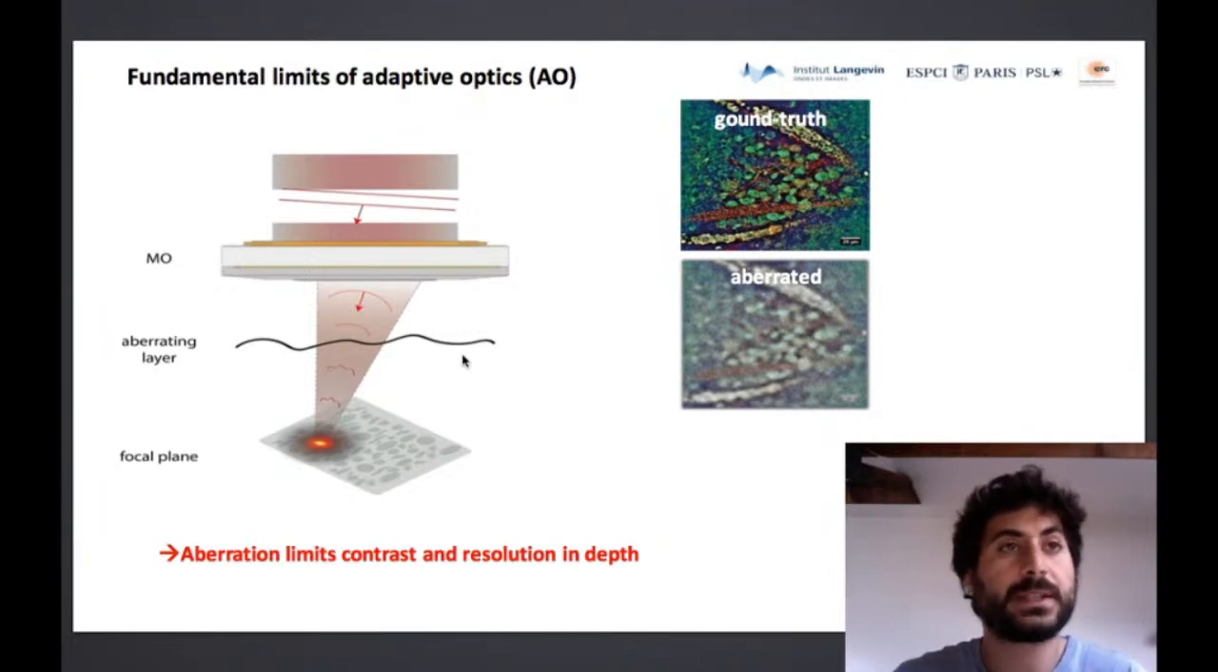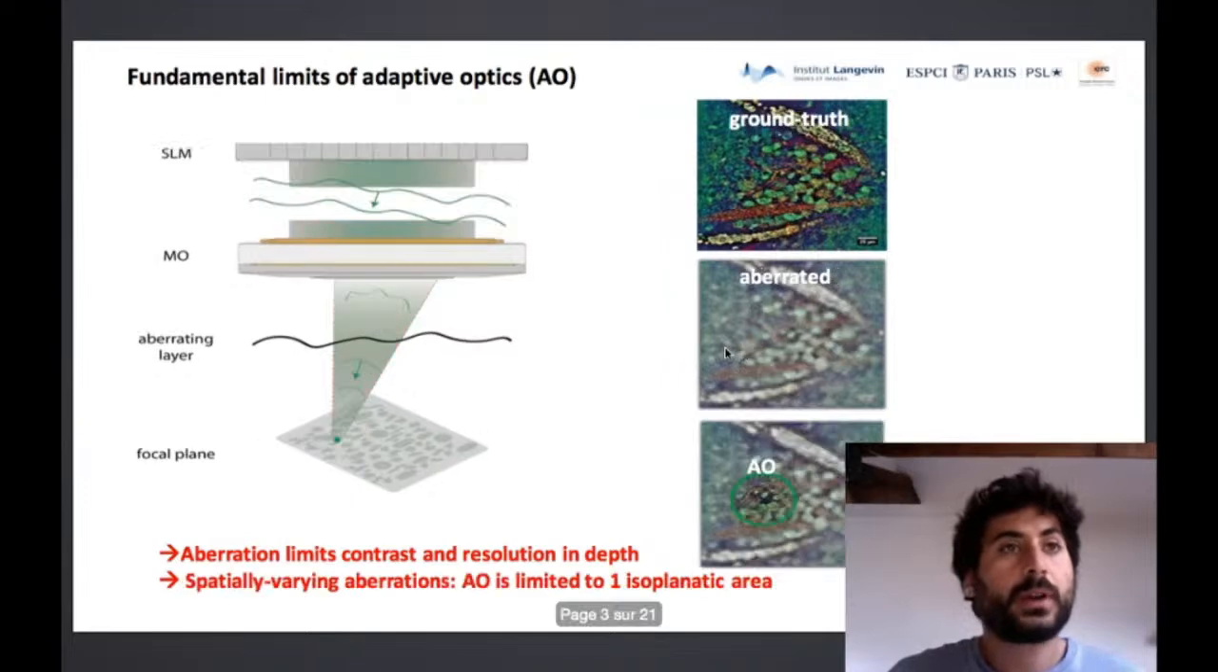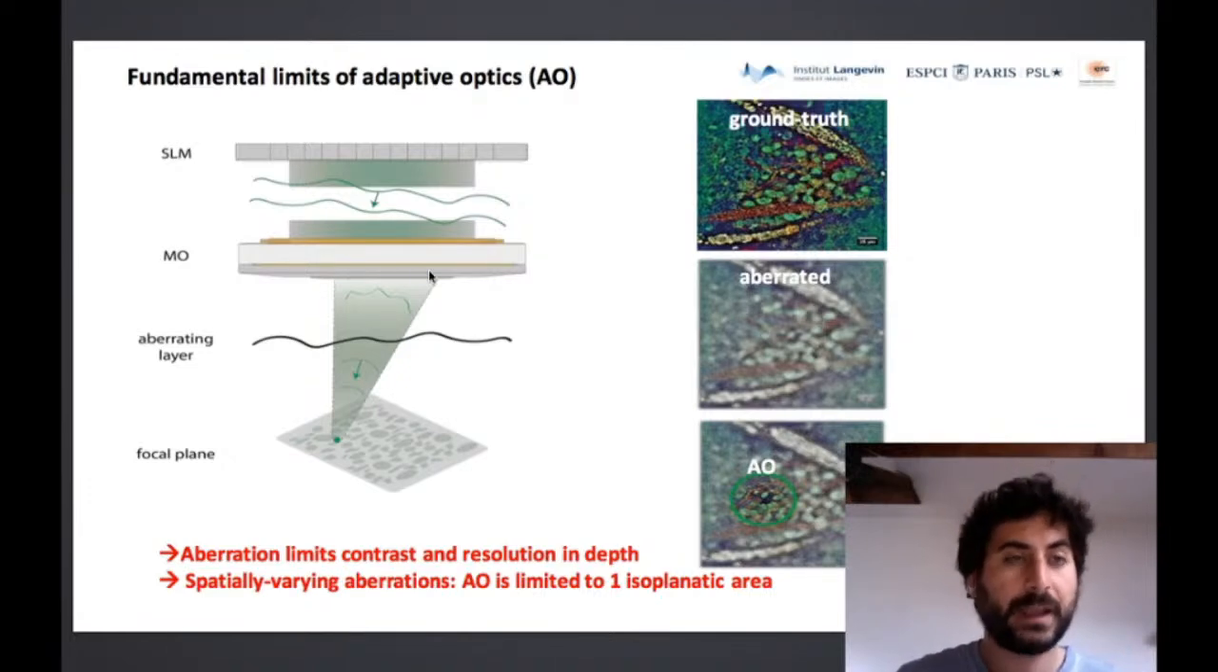This drastically affects contrast and resolution of the image, as you can see here on the right part of the slide. To overcome this issue, some techniques exist, and these methods are usually called adaptive optics. The basic idea is to find the right phase distortion that light has encountered during the propagation in the media, or equivalently here through this aberrating layer. Then, by using a SLM, a spatial light modulator, the idea is to pre-compensate the wavefronts in order to recover, at the end, a diffraction limited spot in the focal plane.